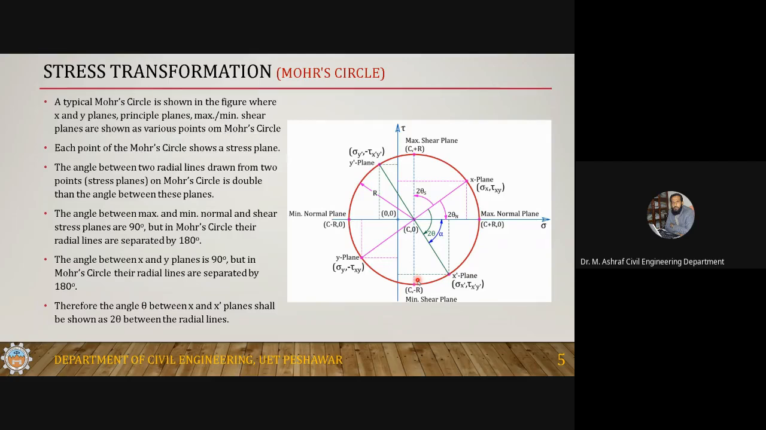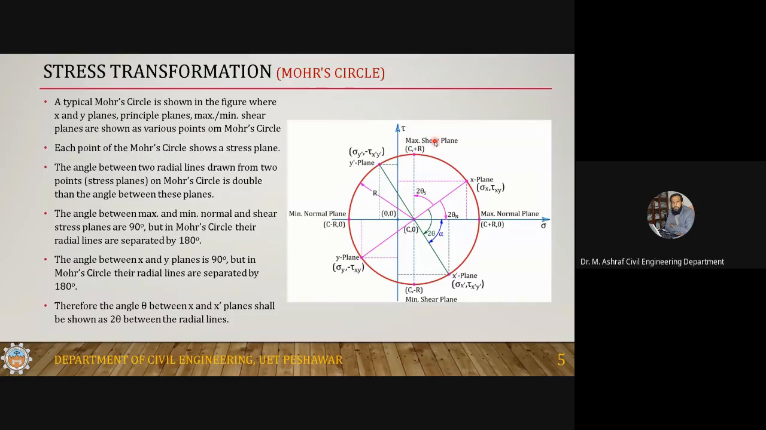Now one thing I must tell you. If you draw a radial line from the origin to the maximum normal plane and then to the minimum normal plane, the angle between these two lines is how much? 180 degrees. In actuality, the maximum normal plane and the minimum normal plane are perpendicular to each other. So there is one contradiction between the Mohr circle and the actual situation.